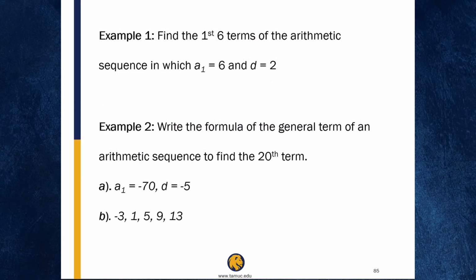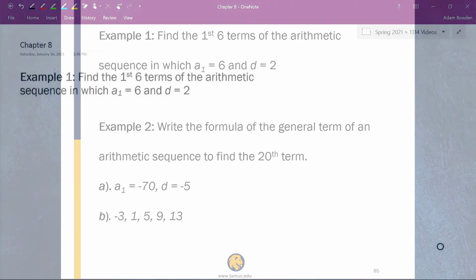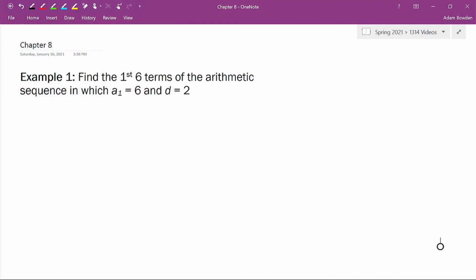So we're going to run through a few examples where we work with arithmetic sequences with different numbers for a1 and d, the first term and the common difference. Now this first one says find the first 6 terms of the arithmetic sequence in which a1 equals 6 and d equals 2. What that means is the first term, a1, is equal to 6. The second term, a2, would be 6 plus the number for d of 2. So that would be equal to 8.